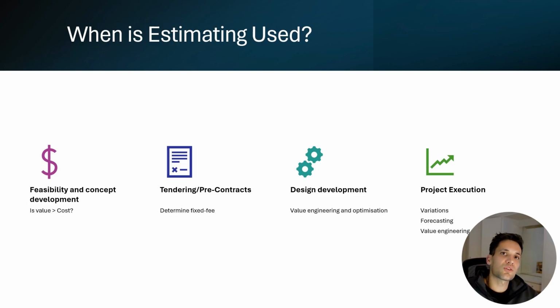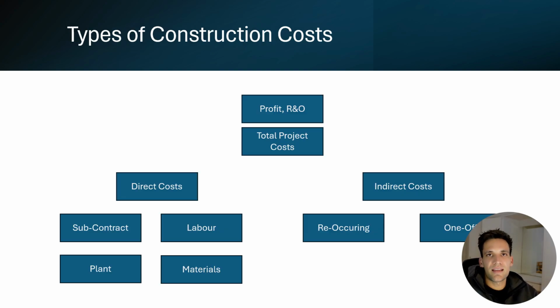And then finally, it's also going to be used for value engineering. So when project managers, project engineers need to make decisions, they'll use the estimating the cost of different alternatives as an important input into this decision-making process. Now that we understand when estimating is used, let's talk about the different types of construction costs.